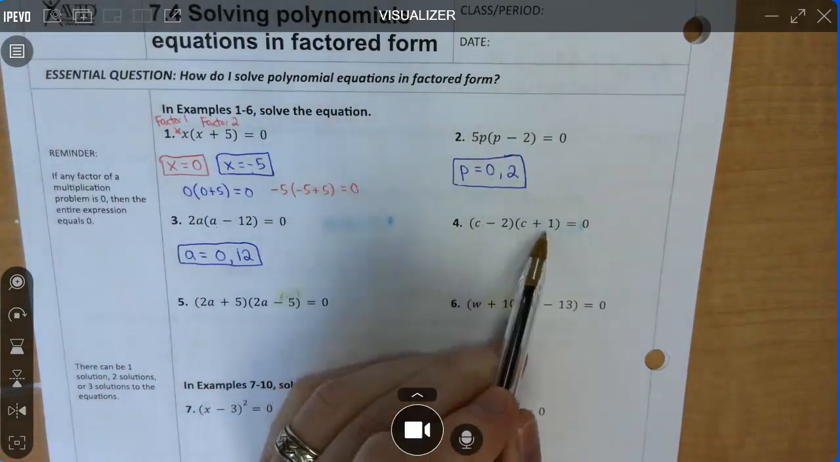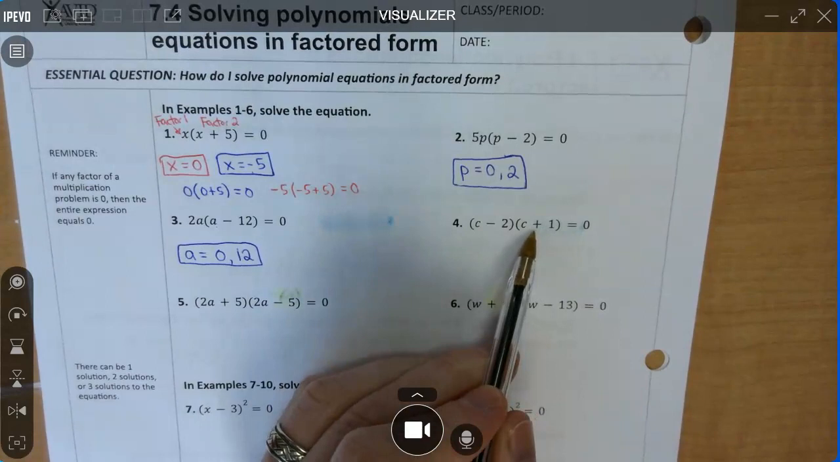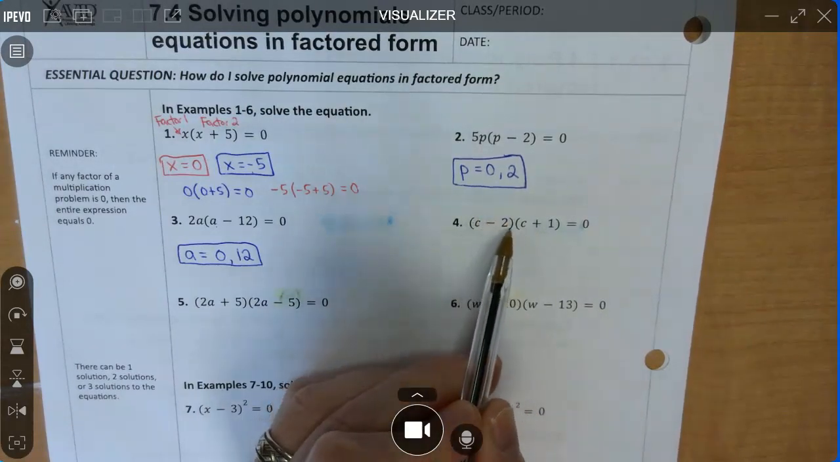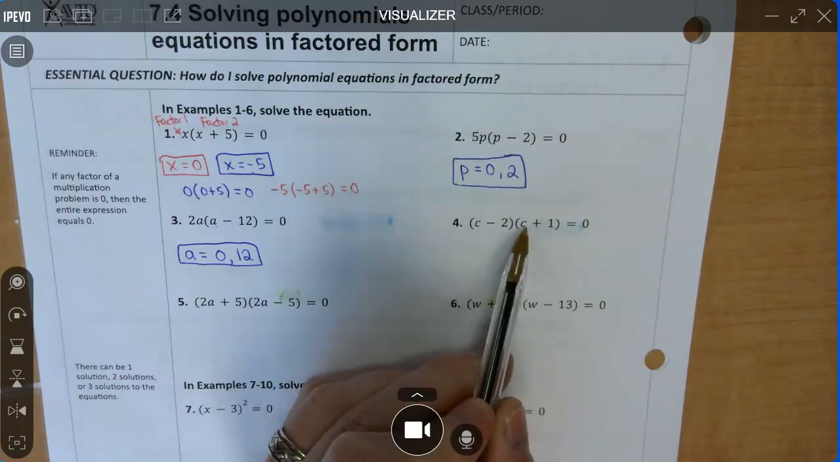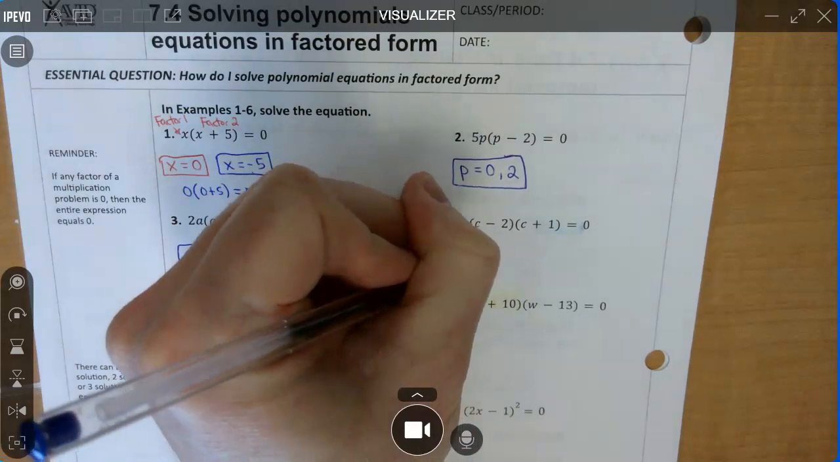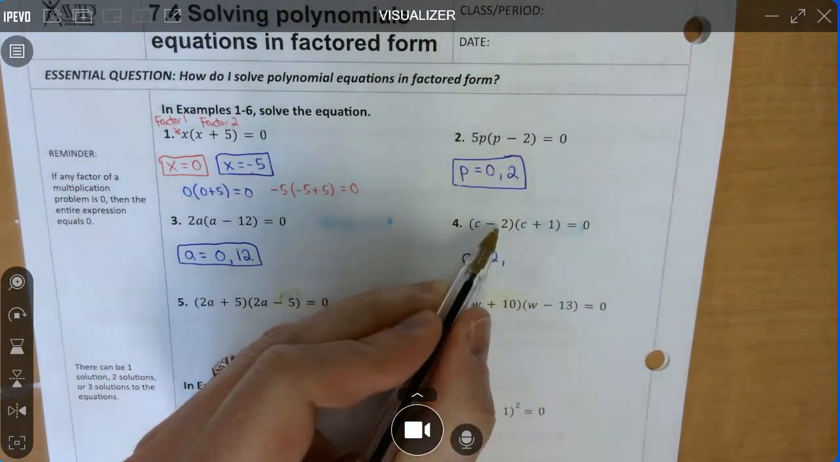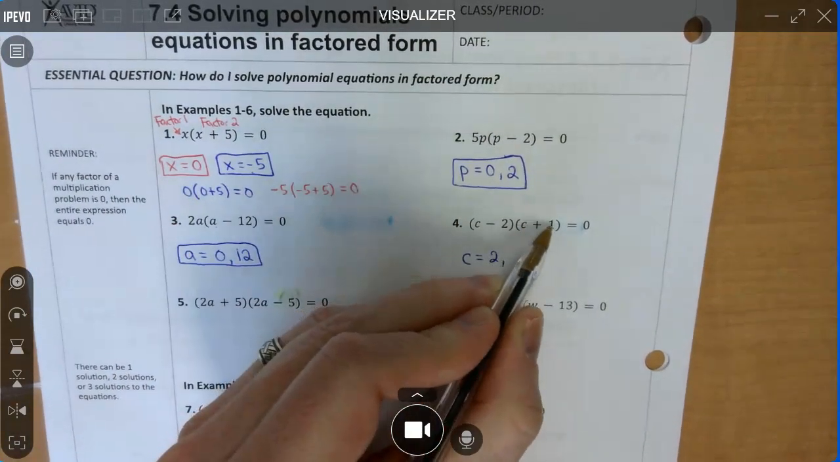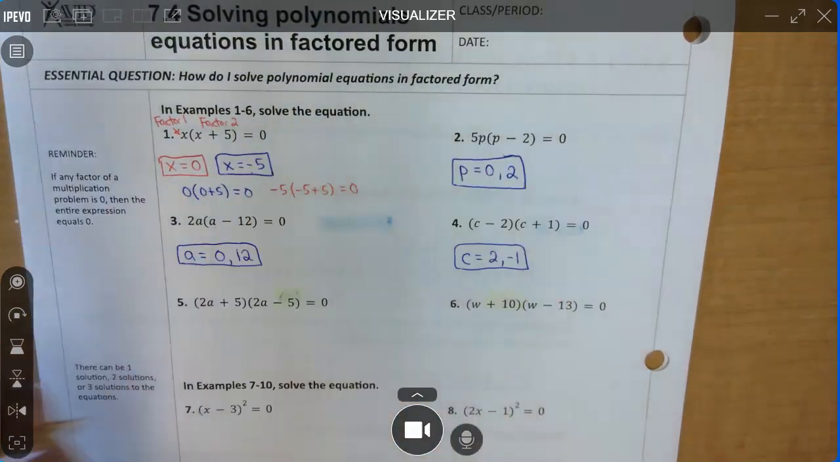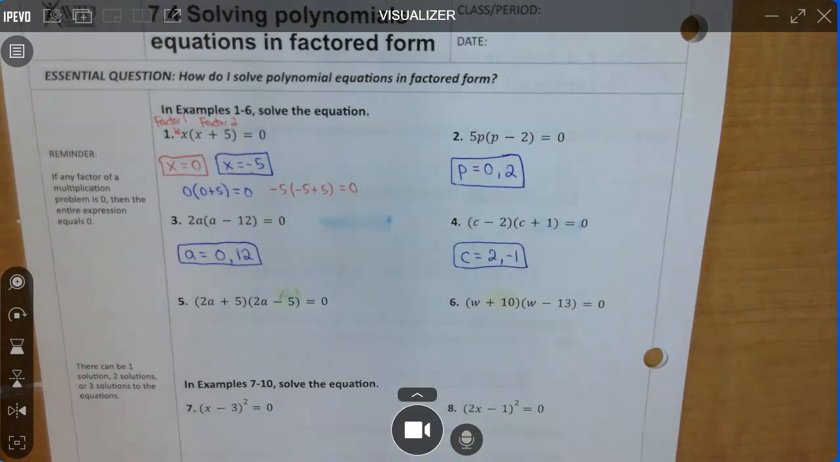Now we have a binomial times a binomial. These are like what we saw on the first page. Well, just think to yourself, what value of c makes this factor equal to 0? And then what value of c makes this factor equal to 0? Well, for this one, if c is 2, it makes this binomial 0. And over here, if c is negative 1, it makes that binomial 0. Those are my two solutions.